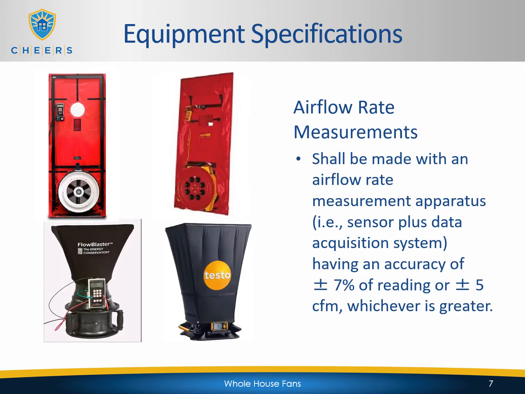Airflow rate measurements shall be made with an airflow rate measurement apparatus, which is the sensor plus the data acquisition system, that has an accuracy of plus or minus 7% of reading or plus or minus 5 CFM, whichever is greater. Now there are a couple of different types of airflow measurement apparatuses that we can use. These are a couple of examples here, and we will cover these in more detail as we move on.